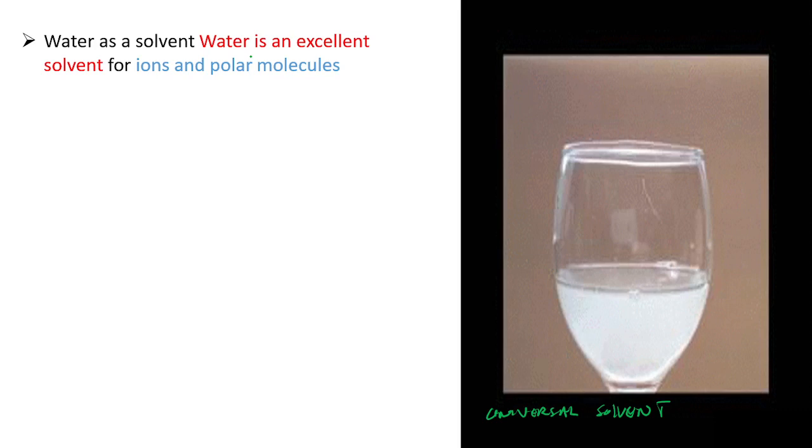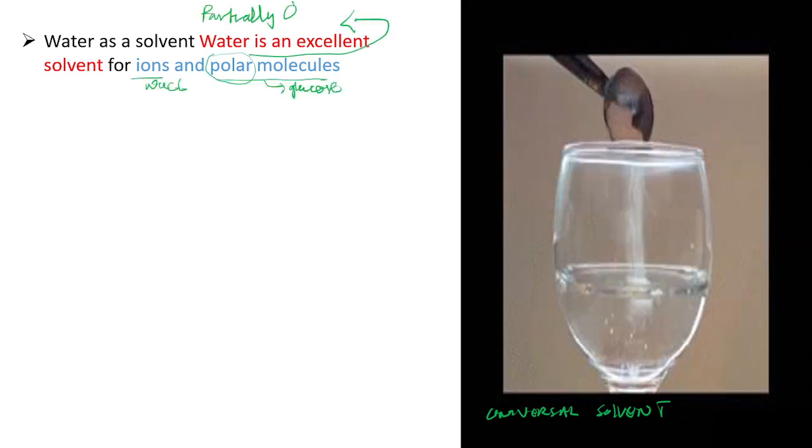And then polar molecules, you can talk about glucose or carbohydrates. A polar molecule is just a molecule which is partially charged. As a result, water is soluble in water. It is able to dissolve itself through the hydrogen interactions. That's why water is able to mix. Even sodium chloride is able to interact with water because of the partial charges which water has.